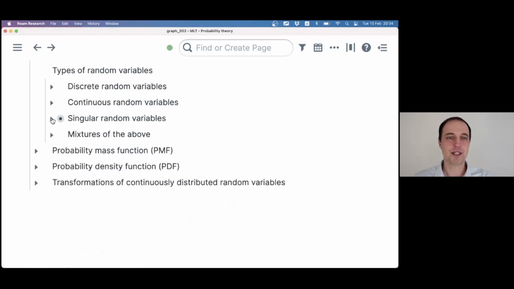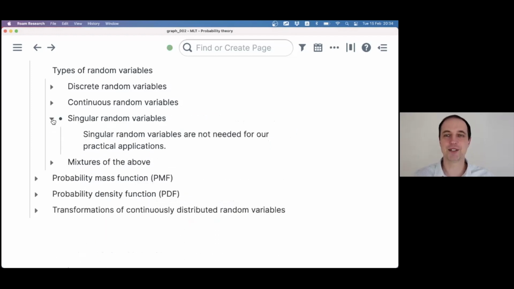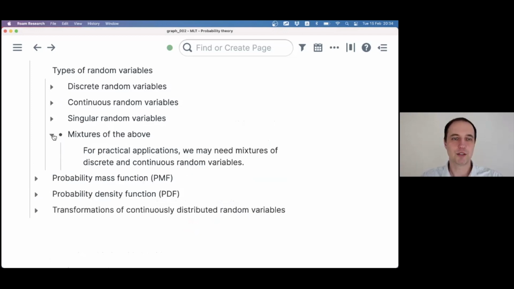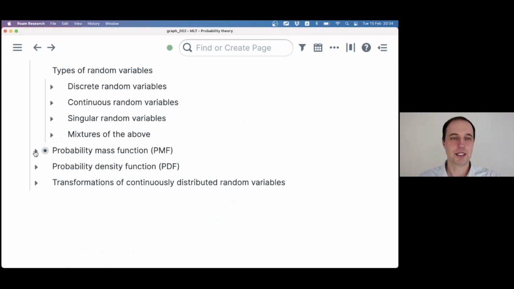Yeah, I mentioned that you can also have these singular random variables. They will not be important for our practical application, so we are going to ignore them. They are like a mathematical curiosity. And we can have mixtures of distributions, so they are important. In the first lecture, I talked about the mixtures of discrete and continuous random variables.